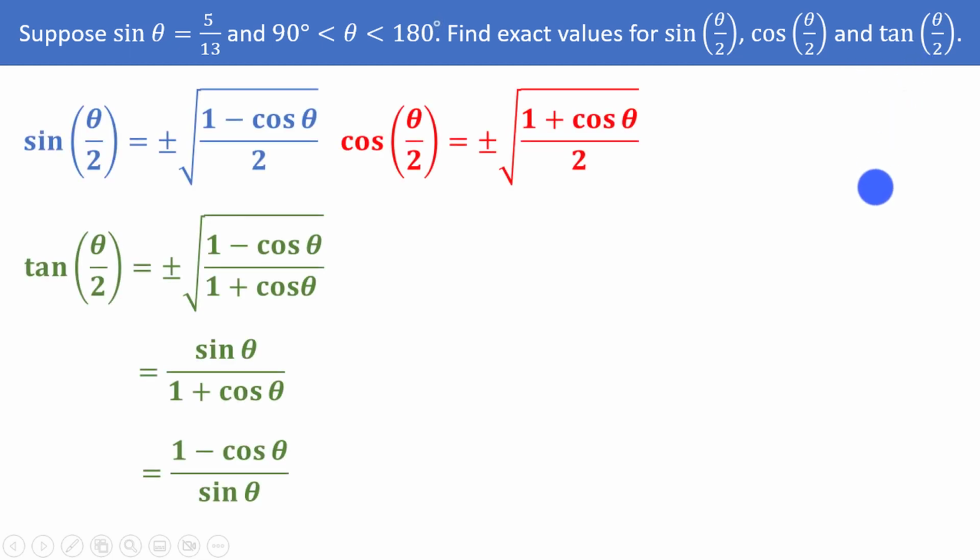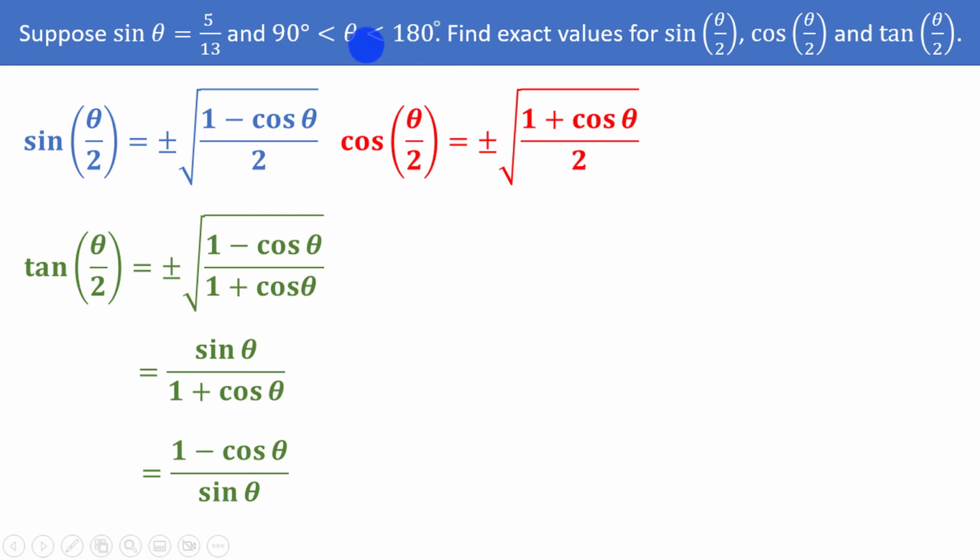Here is a reminder of the half-angle identities for sine, tangent, and cosine. As long as you know cosine of theta, you can actually solve for all three identities. We are told sine of theta, so all we need to do is find cosine of theta, and we can solve for all three identities.